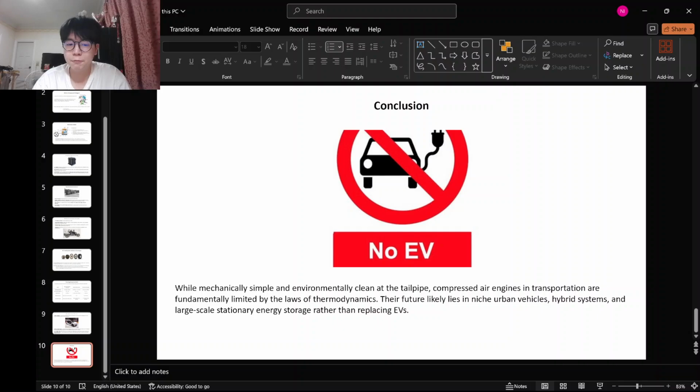To conclude, while mechanically simple and environmentally clean at the tailpipe, compressed air engines in transportation are fundamentally limited by the laws of thermodynamics. Their future likely lies in niche urban vehicles, hybrid systems, and large-scale stationary energy storage rather than replacing EVs.